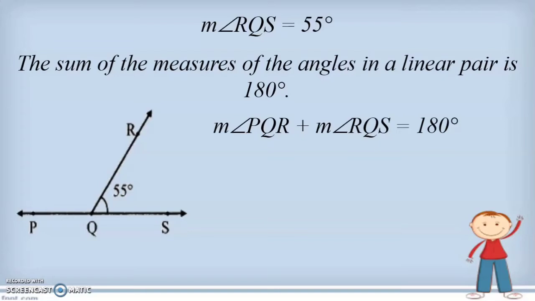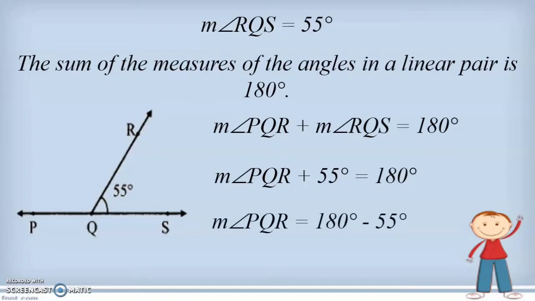Now we know the measure of angle RQS is equal to 55 degrees. So we will substitute that in the next step. So measure of angle PQR plus 55 degrees is equal to 180 degrees. Now we will shift that 55 to the right-hand side. So we will get measure of angle PQR is equal to 180 degrees minus 55 degrees. 180 minus 55 is 125 degrees. So measure of angle PQR is equal to 125 degrees.